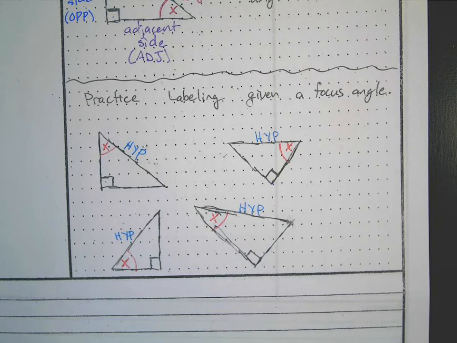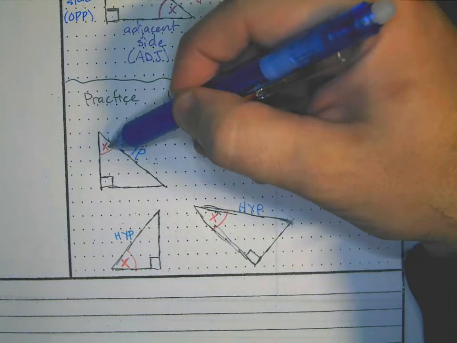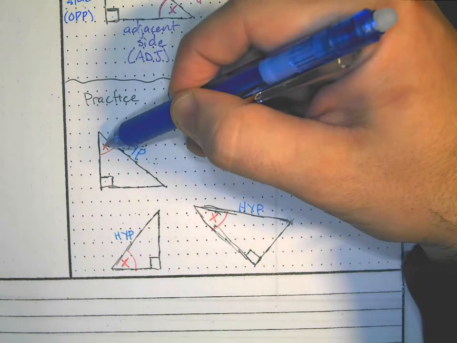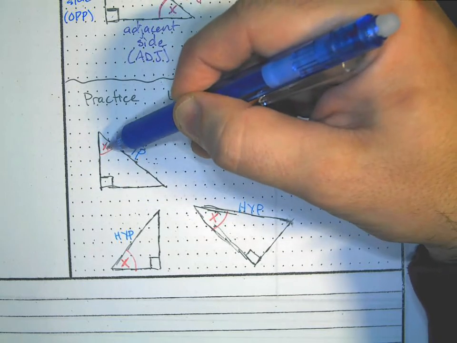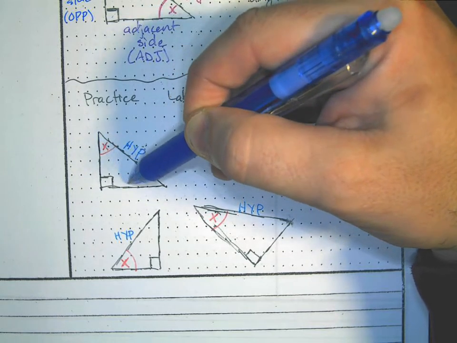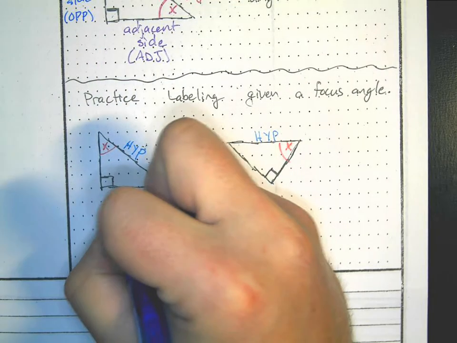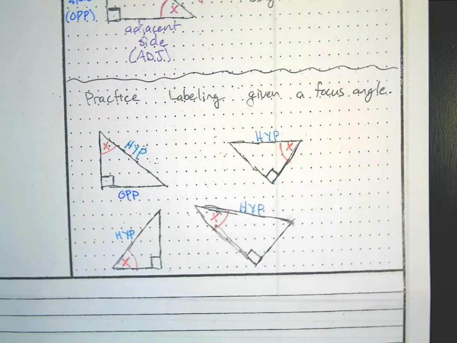And now we can start labeling our sides. Well, the opposite side is always across from the focus angle. So if X is my focus angle, the opposite side is going to be this bottom side down here. I'm going to look across. Here I'm going to go across the triangle to that side, and there's my opposite side.